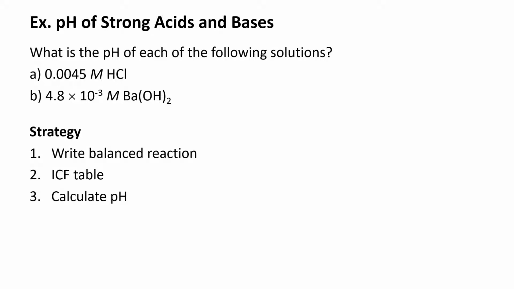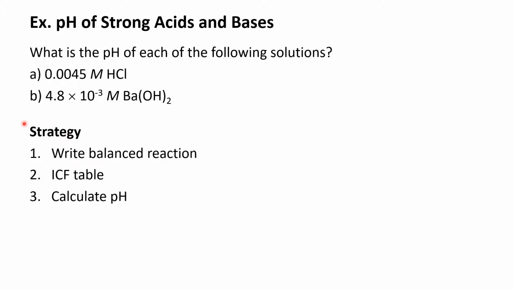In this example, we are asked to calculate the pH for two separate solutions. In Part A, we are asked to calculate the pH for a 0.0045 molar solution of hydrochloric acid. And in Part B, we are asked to calculate the pH of a 4.8 times 10 to the minus 3 molar solution of barium hydroxide.